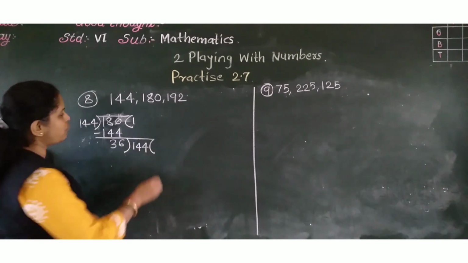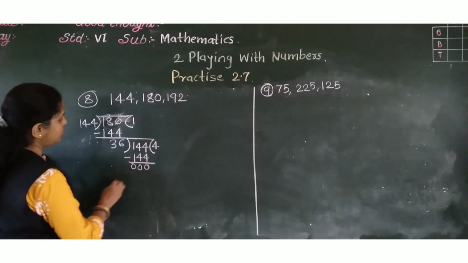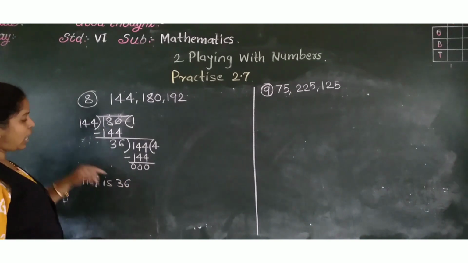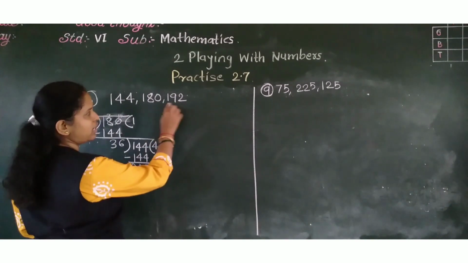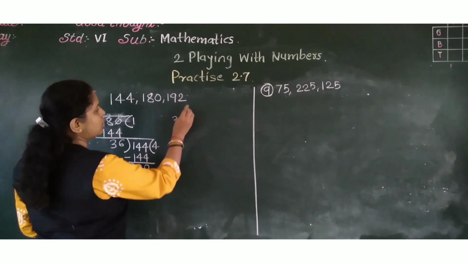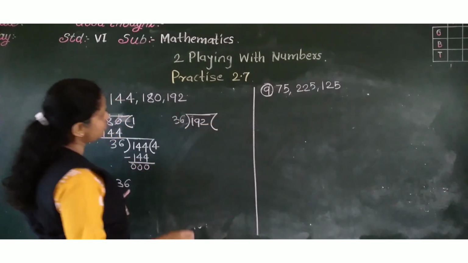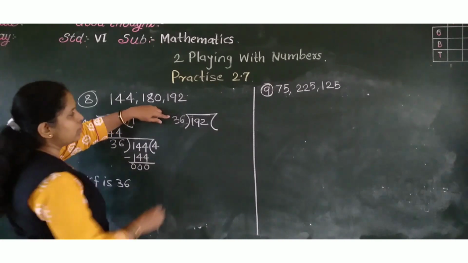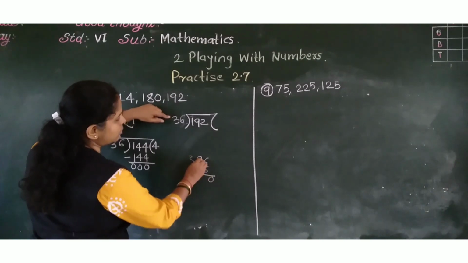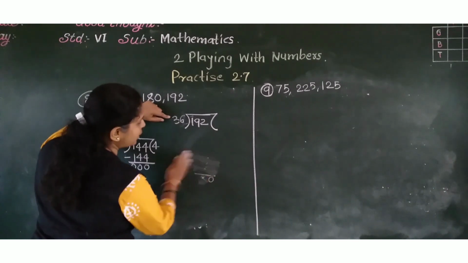If you do 36 fours are 144, that is the HCF, 36. Correct? Now this HCF is 36 and the last number is 192. So we will divide 192 by 36. Okay? 36 fives are, if you do, you will get 180. Correct?